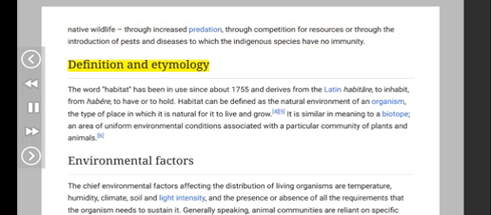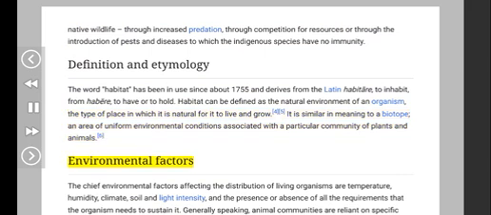Definition and etymology. The word habitat has been in use since about 1755 and derives from the Latin habitare, to inhabit, from habere, to hold. Habitat can be defined as the natural environment of an organism, the type of place in which it is natural for it to live and grow. It is similar in meaning to a biotope, an area of uniform environmental conditions associated with a particular community of plants and animals.